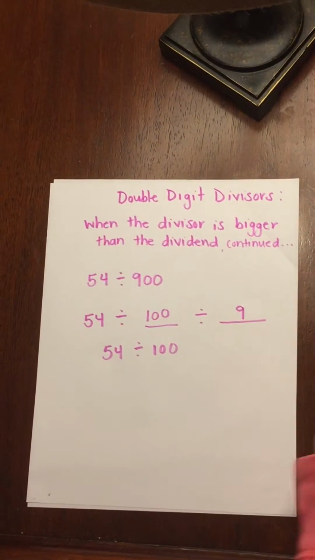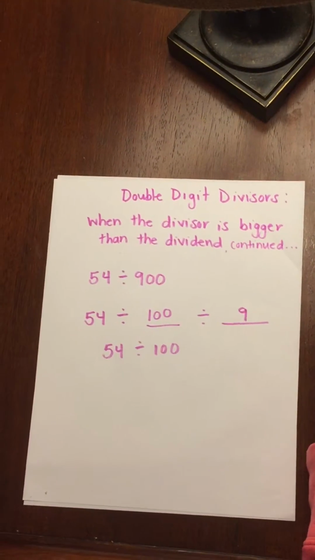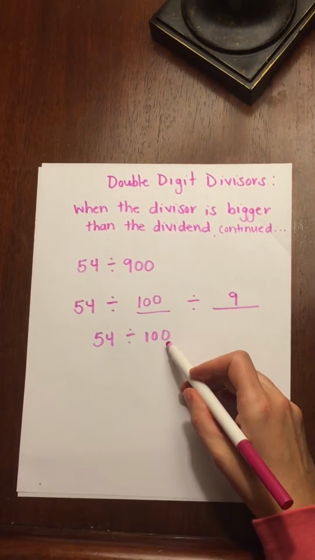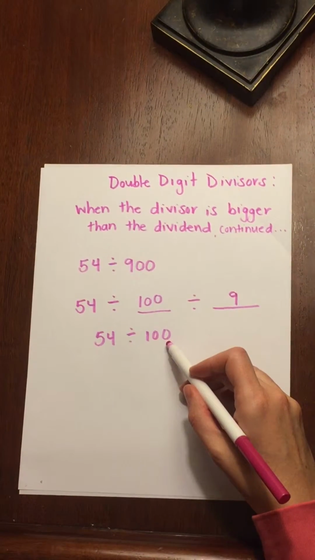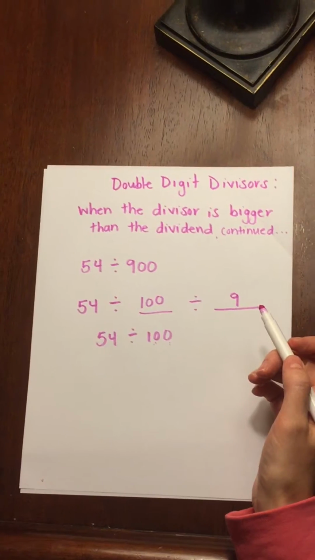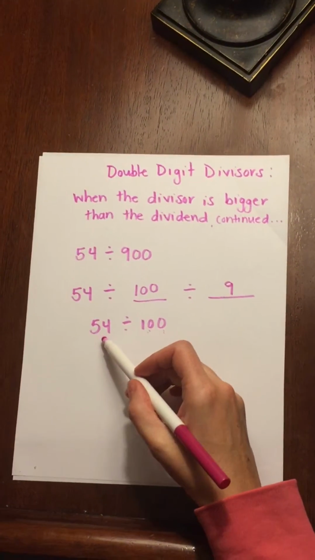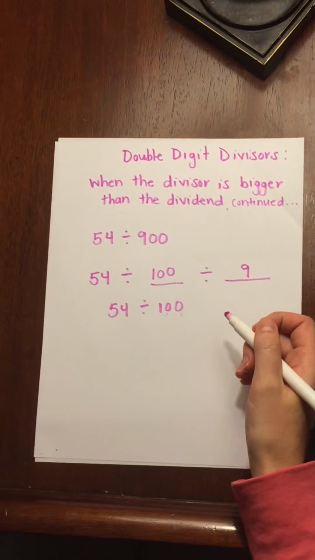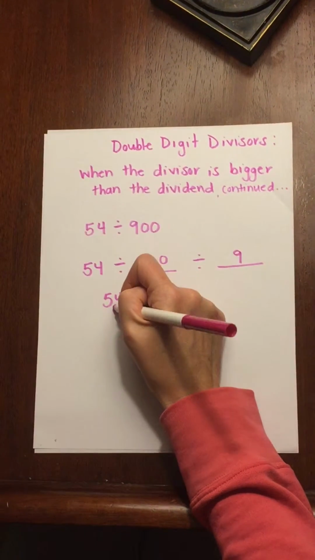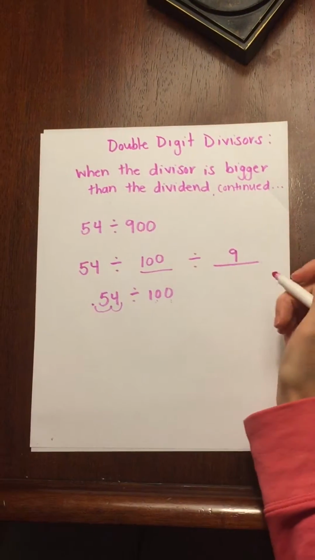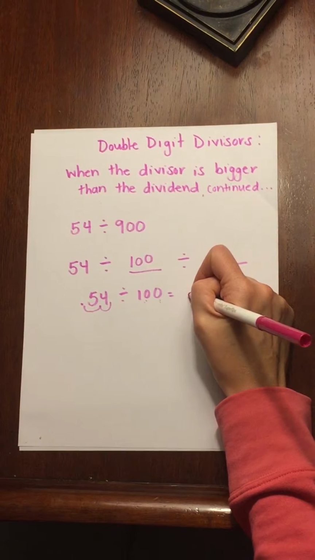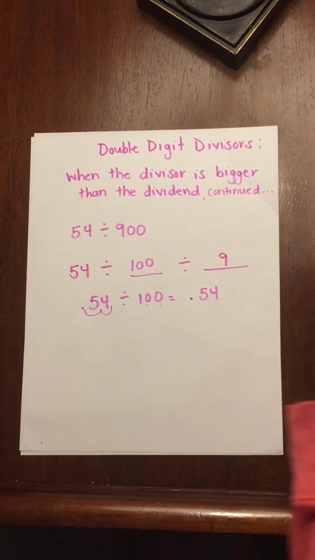And I see that there's 2 zeros in 100. So I know when I'm dividing, my answer gets smaller. So if I'm picturing a place value chart in my mind, I know that I would make two shifts because there's 2 zeros in 100, and these numbers would shift 2 spaces to the right. Or I can move my decimal point, 1, 2. So I know that 54 divided by 100 gives me 54 hundredths.